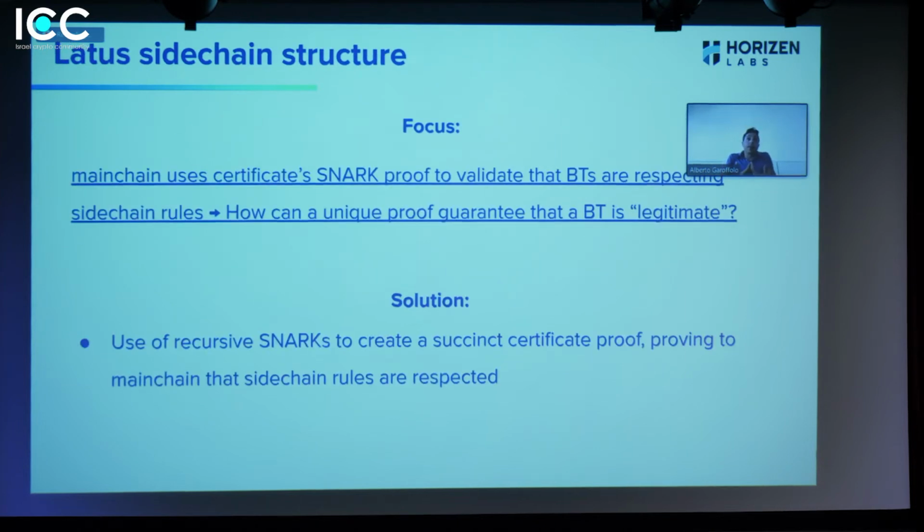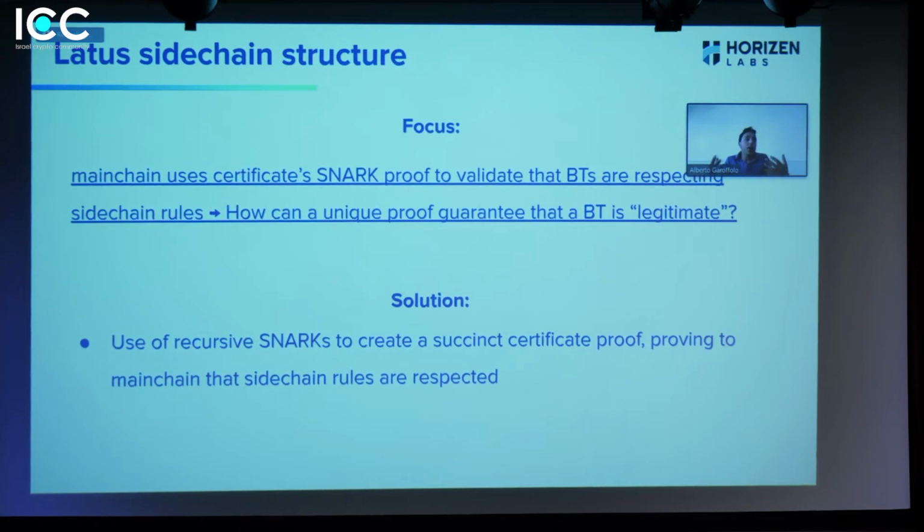Okay, but you remember we just said that there is a SNARK proof included in the certificate, but what does it mean that backward transfers are respecting the sidechain rules? How can a unique succinct proof guarantee that the backward transfer is legitimate? The whole history of the backward transfer is legitimate.